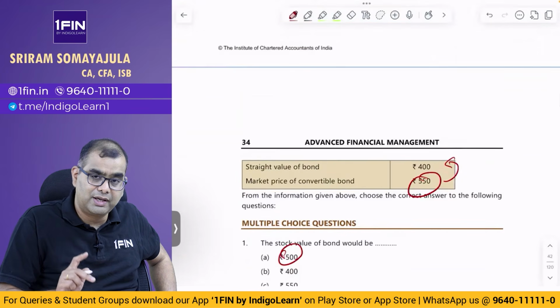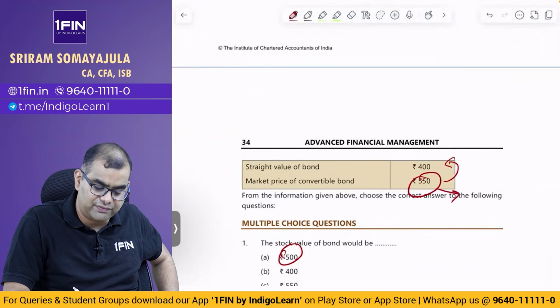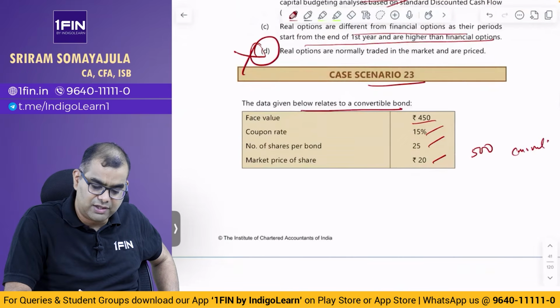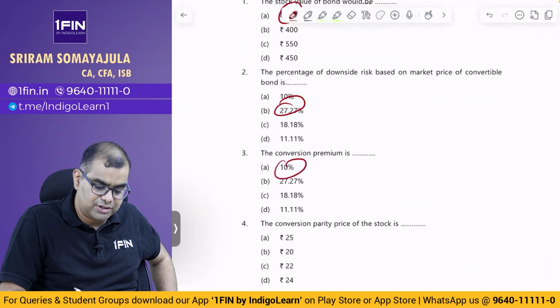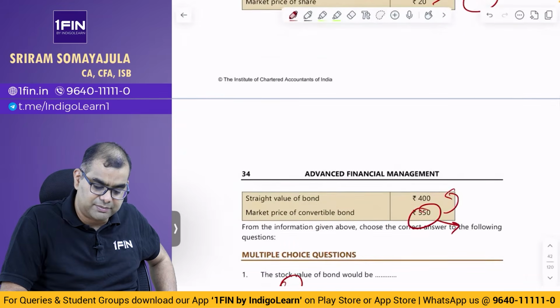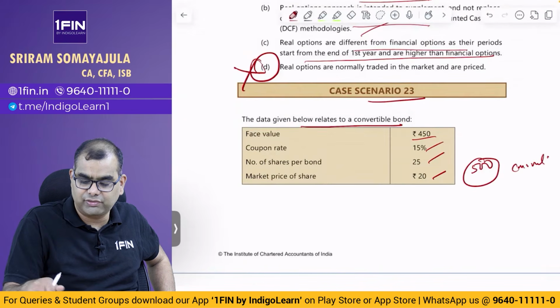Then conversion premium. What is a conversion premium? Current price relative to conversion value. Current price is 550 and conversion value is 500. The premium is 10%. Conversion parity price: at what price will the stock be the same as the current market price of the bond? 550 divided by 25, which is 22.